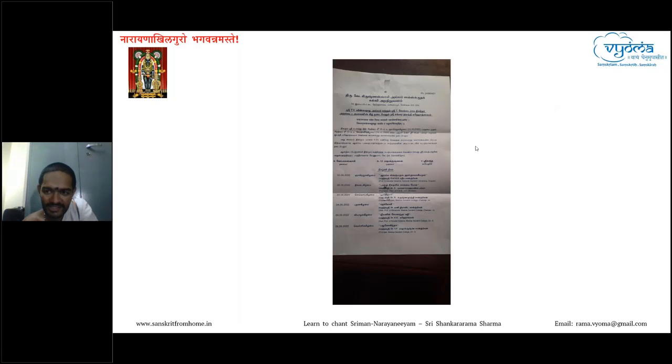Namaskaram, Mahodaya. What is the chandas for today's 61st chapter? Vamshastha. We've already seen this in a couple of dashakams. I don't remember which dashakam, but Vamshastha, 12 letters, we have seen before.